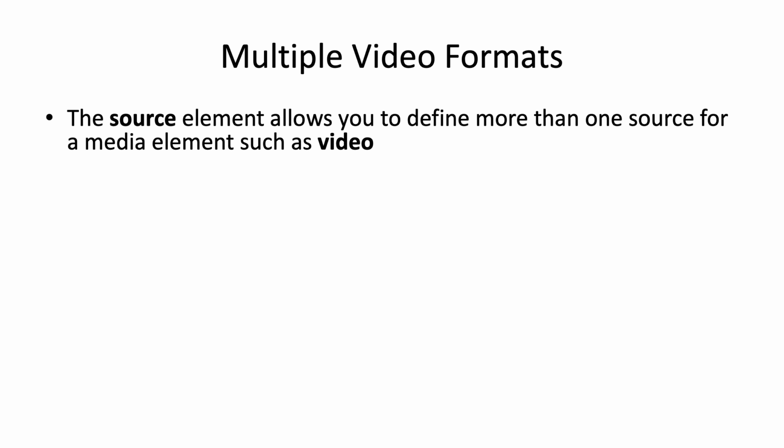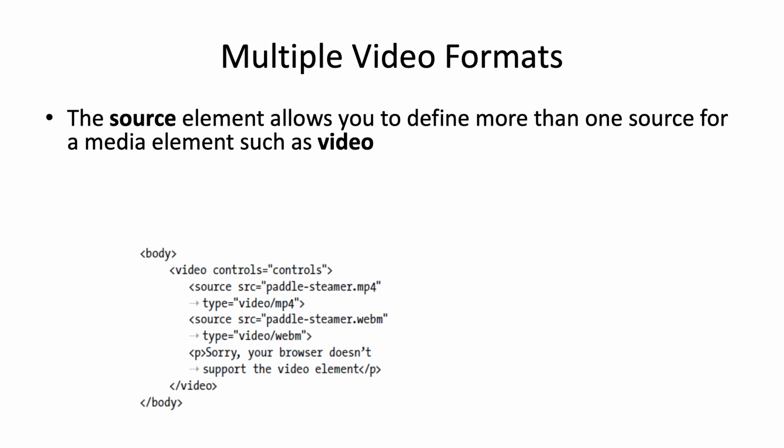Okay, as I mentioned before, not all browsers support all the file formats, and sometimes you have to include two formats just to make sure the video will play in all browsers. And this is how you do it. So you can have the video tag, and you have source, and in the source you can specify different file formats, and then the browser will automatically pick the one which it can play. And you can even put a message, say sorry, your browser doesn't support the video element.